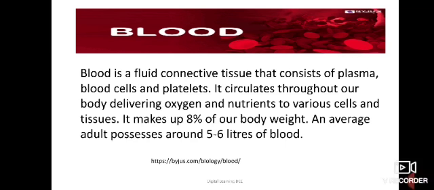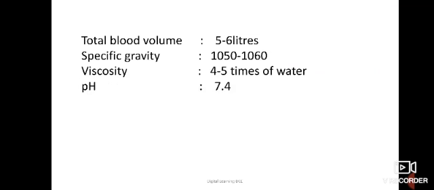Blood is a fluid connective tissue that consists of plasma, blood cells, and platelets. It circulates throughout our body, delivering oxygen and other nutrients to various cells and tissues. It makes up 8% of our total body weight. On an average, an adult possesses around 5 to 6 liters of blood.